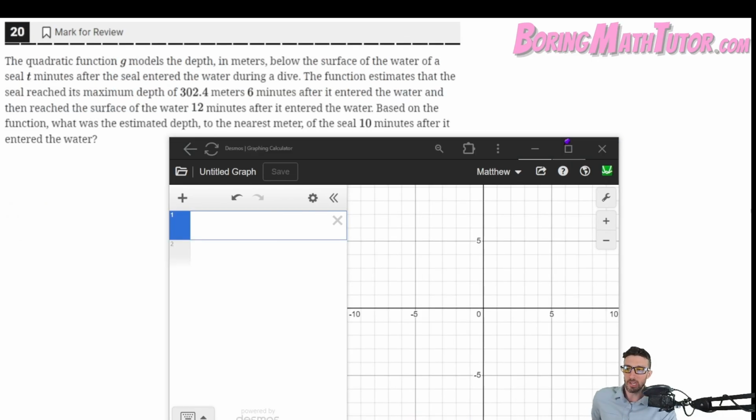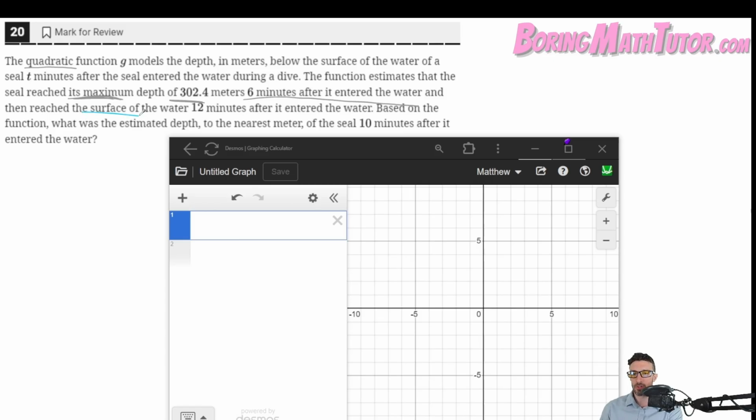We are going to cheat our brains out on this problem. They are telling us it's a quadratic. They're saying that it's going to be modeling the depth below the surface of the water t minutes after a seal entered the water during a dive. And 6 minutes after it entered the water, it reached a maximum depth of 302.4.